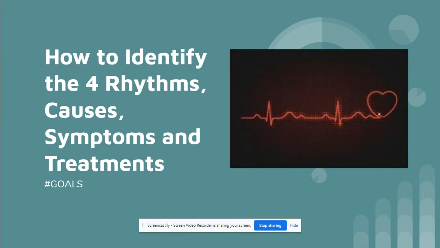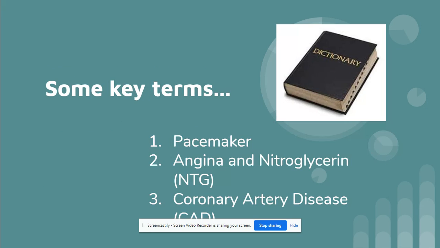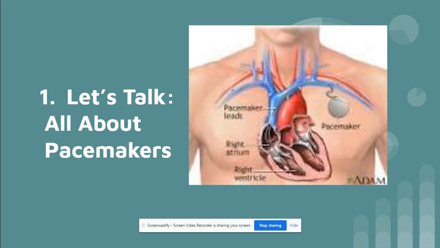All right, we're going to talk about the 4 different rhythms, causes, symptoms, as well as treatments. Some key terms for you to know as we go through here. We're going to talk about pacemakers, angina and how nitroglycerin can help, and coronary artery disease. All right, starting with pacemakers.